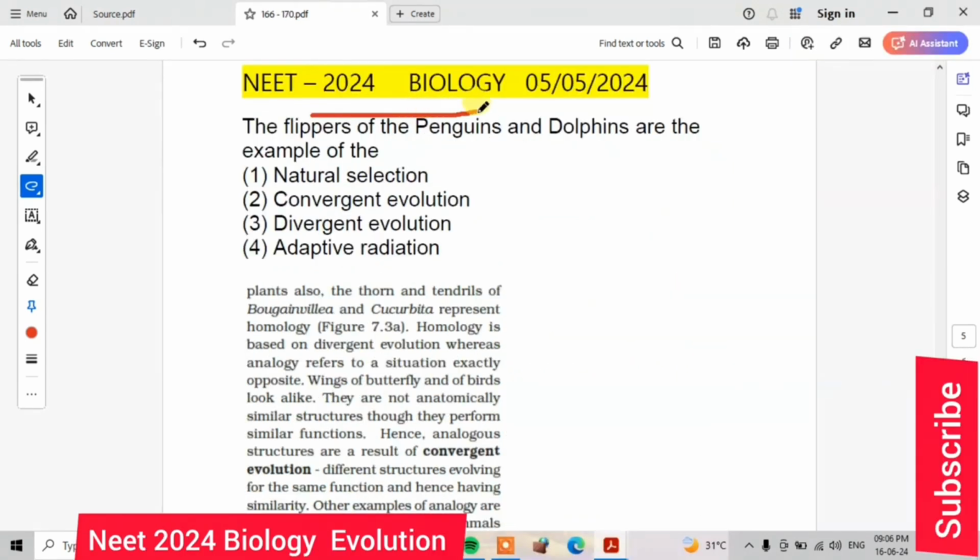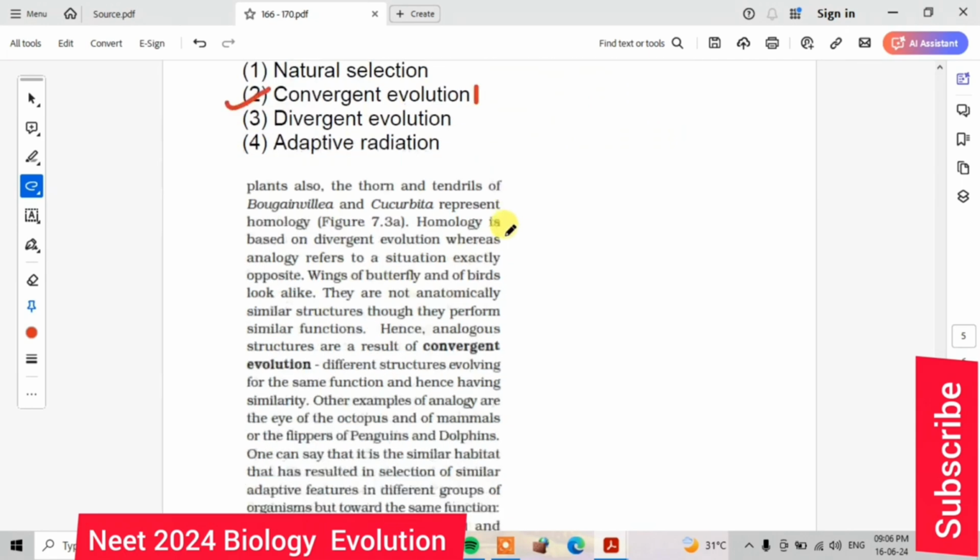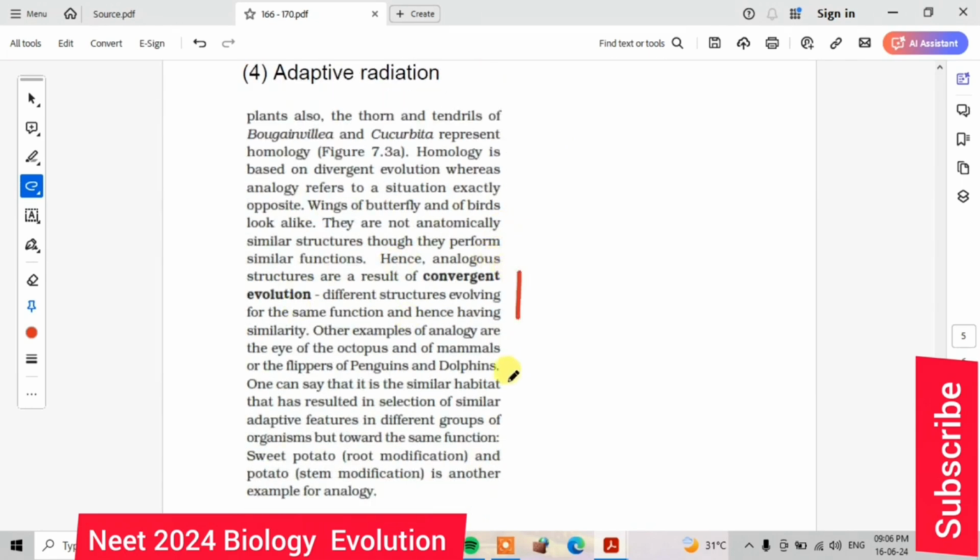The flippers of the penguin and the dolphins are the example of. And the answer is option 2, convergent evolution. You can see the NCERT topic from the chapter known as evolution. Thank you. It is from class 12th actually.